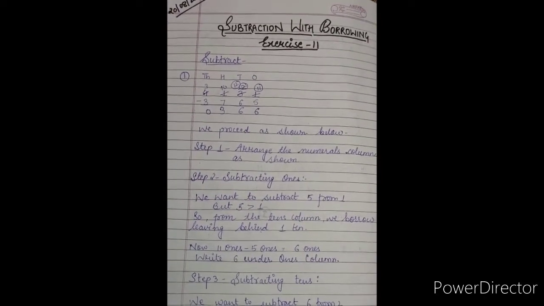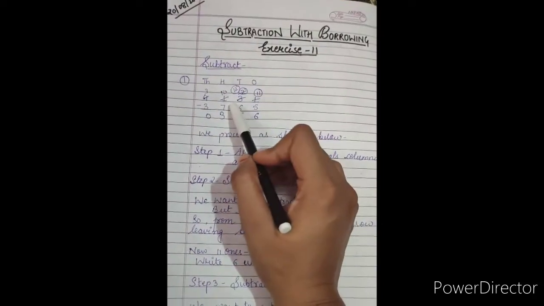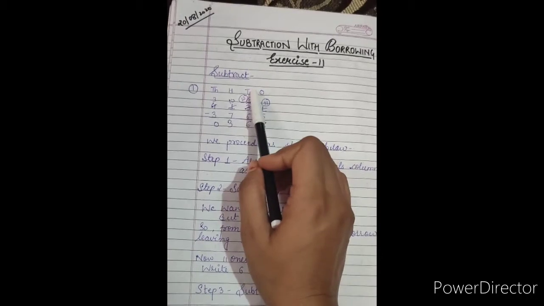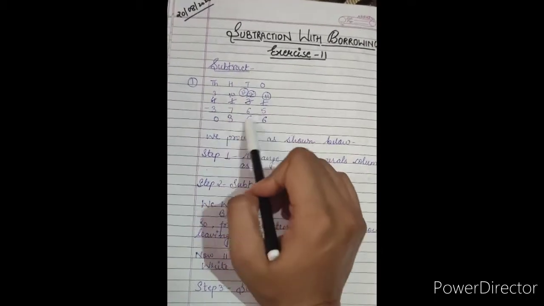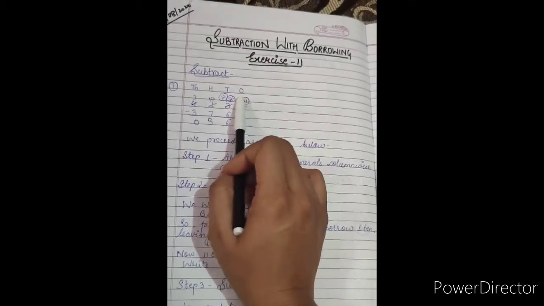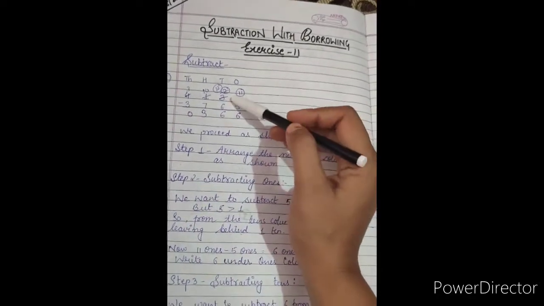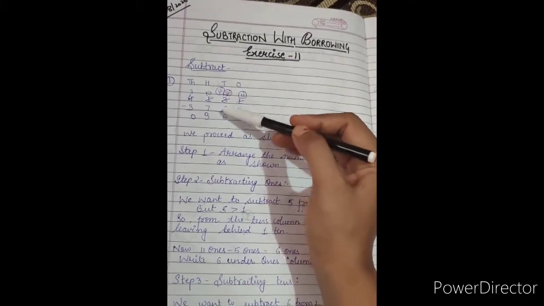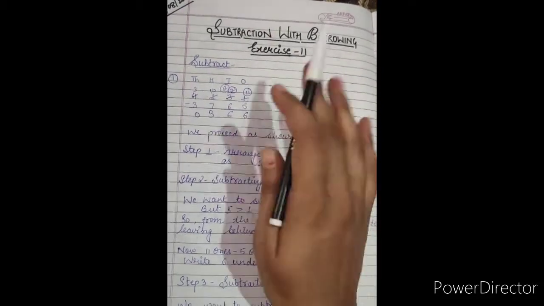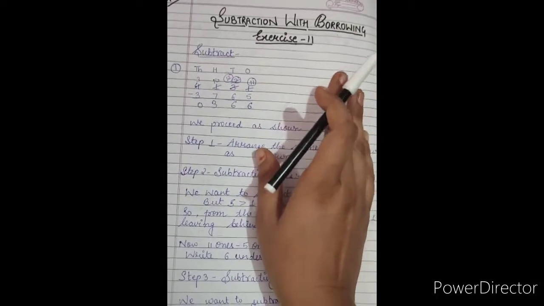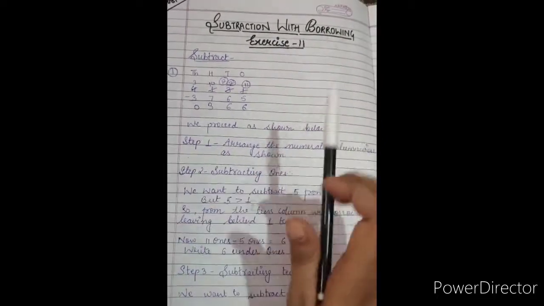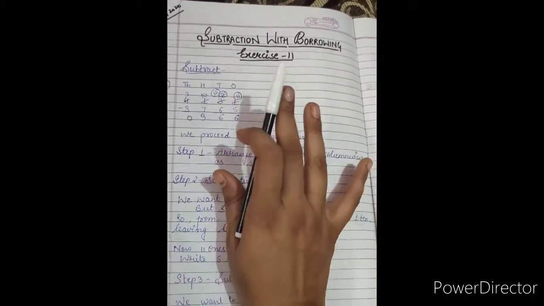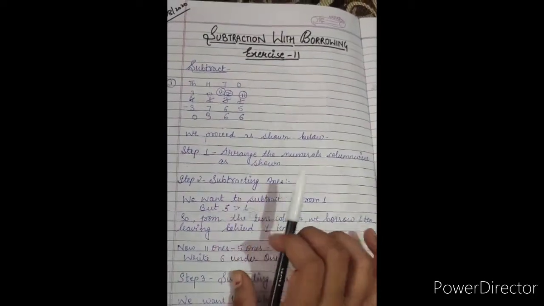So this is the example. This is ones, this is tens, this is hundreds, this is thousands. This is already arranged column-wise. So now we subtract ones from ones, tens from tens, hundreds from hundreds and thousands from thousands. So step 1 is arranging the numerals column-wise, as shown, and step 2 is subtracting ones.